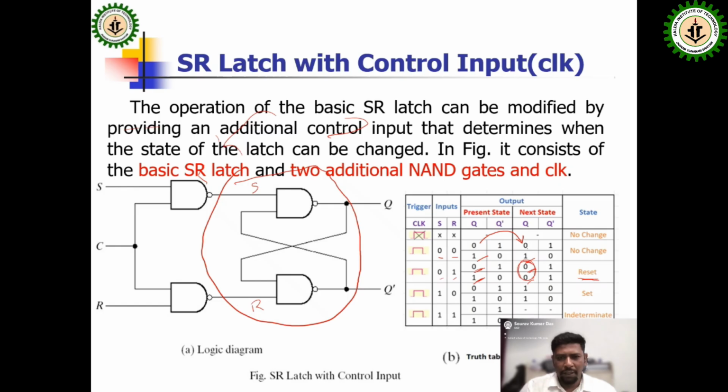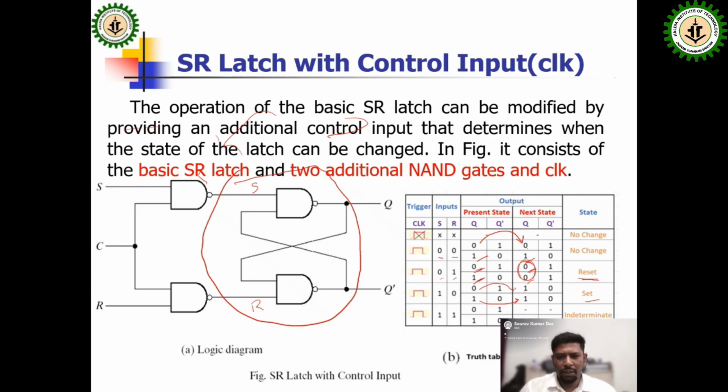Now in the 1 0 case, it changes from 0 to 1, and from 1 to 1 means no change, but in the 0 case, 0 to 1, it changes. So I said that this is the set state.